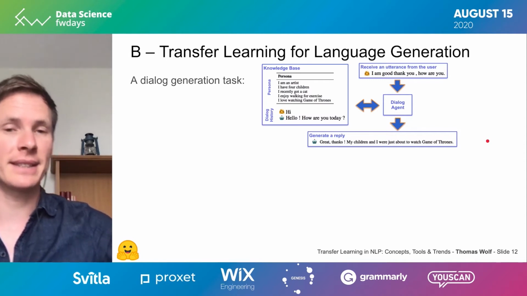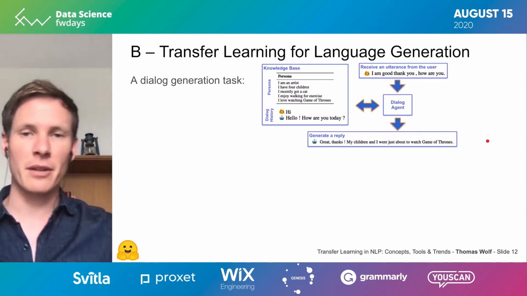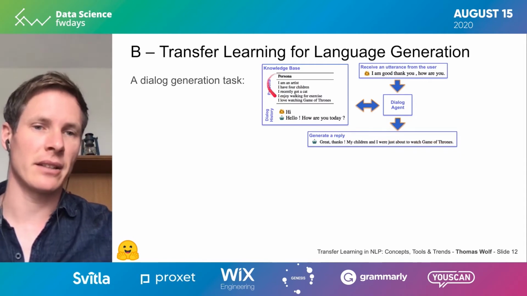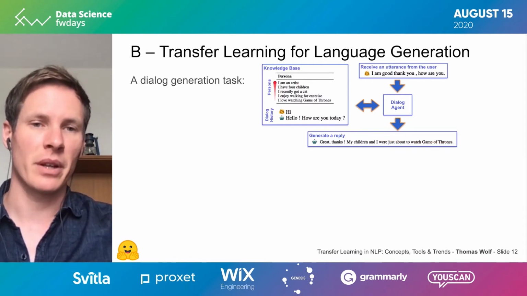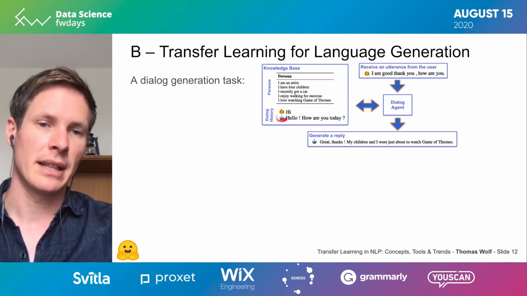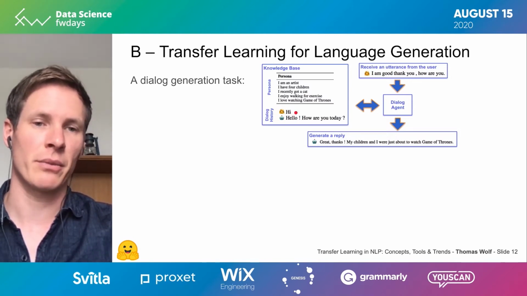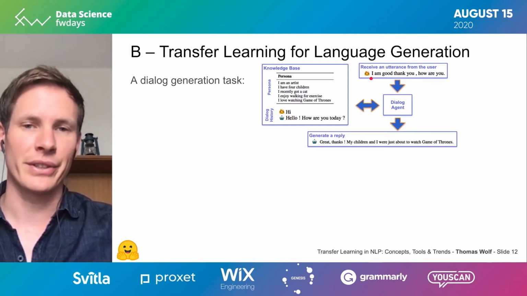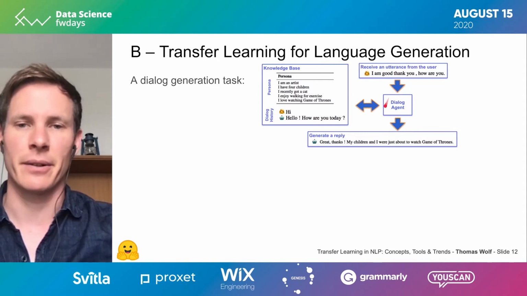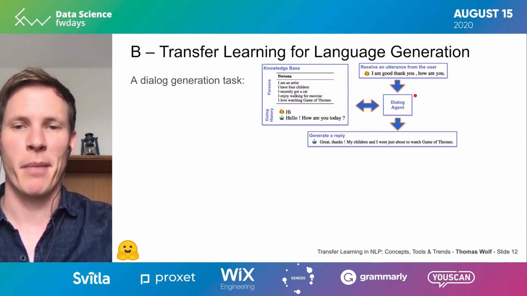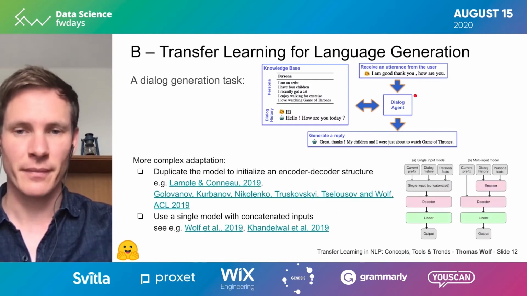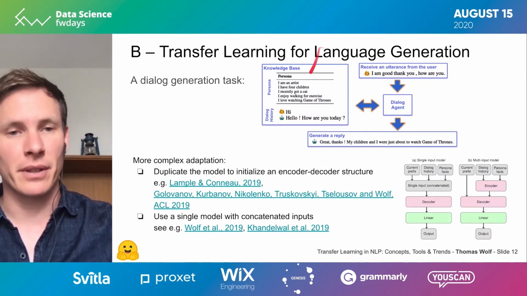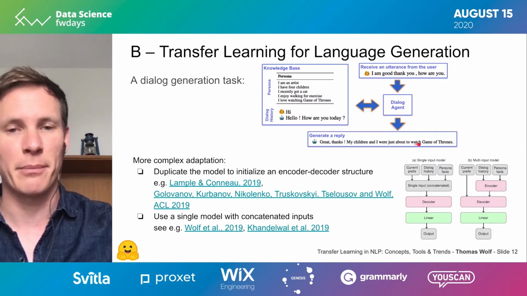Now here is a second example, very different. It's language generation. Here we take a dialogue generation task where we have a knowledge base, we have a persona of our chatbot, and we have a history, the interaction with a user. The user says hi, the bot replies, hello, how are you today? And then the user says, I'm good, thank you, how are you? And the chatbot is expected to generate the reply, okay? So this is one case where we have a lot of different types of inputs. We have this knowledge base, we have a history, we have an utterance, and we have the beginning of the reply if we are building the reply word by word.